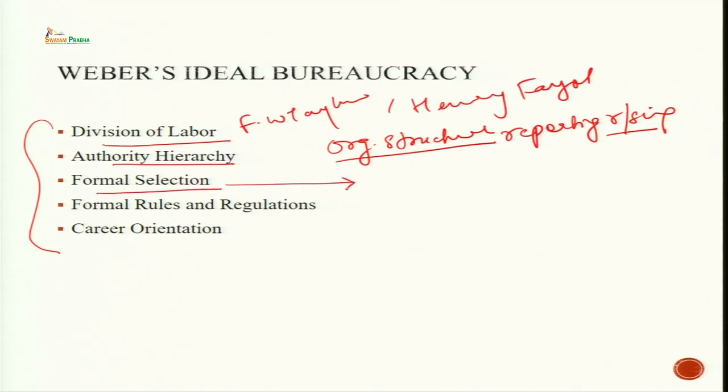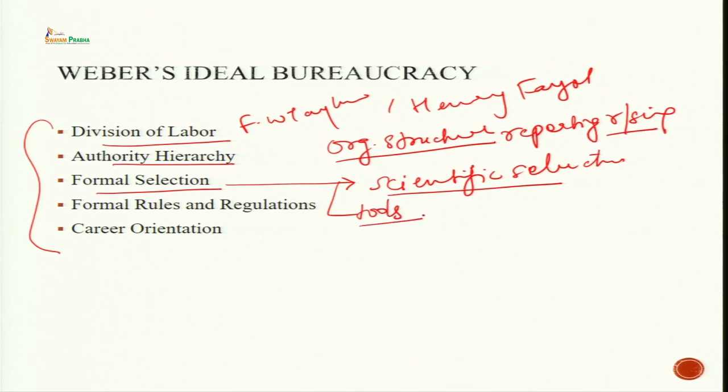Formal selection in the organization is also similar to the scientific selection given by F.W. Taylor. Here, formal selection means that tools for selection should be very much in place, whether it is an interview or an employment test, and the employment test must have various components which lead directly to work performance. Then formal rules and regulations, or we may say rigid rules and regulations, which are the main ingredient of any bureaucratic organization, should be followed appropriately, because it is this rule book which enables the manager to follow all the norms and give directions to the subordinates. These rules and regulations also serve as the standards as well as the evaluating criteria when we are judging performance.